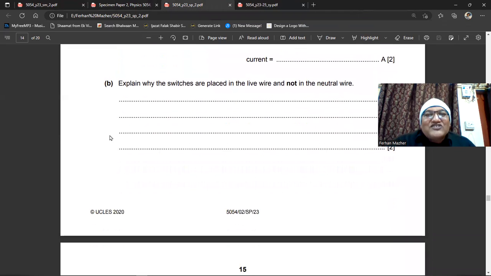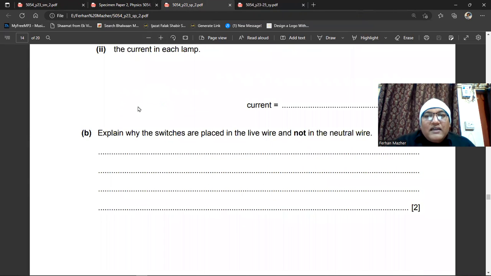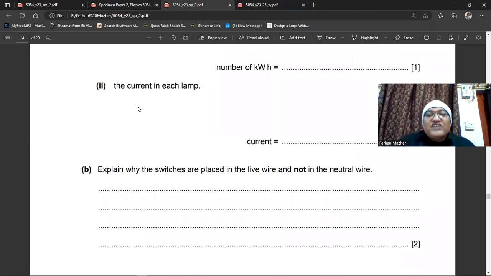Okay, then the question is explain why the switches are placed in the live wire and not in the neutral wire. You see, the switch is always connected in the live wire. The reason is that when the switch is in the live wire and you open the switch, your appliance will switch off, and the supply of the live current to your appliance will be cut off. Your appliance will be isolated from the high voltage live current.